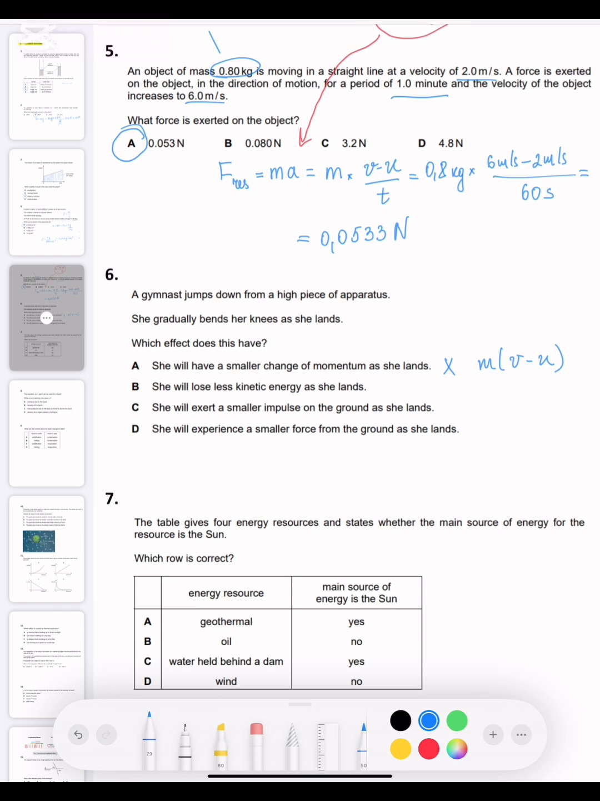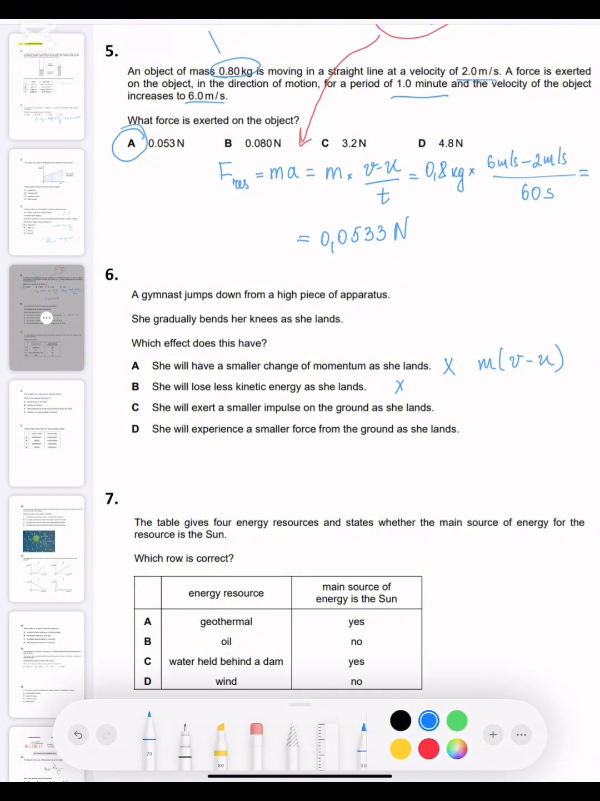Option B, she will lose less kinetic energy as she lands. It's also incorrect, because the loss of kinetic energy when she lands depends on her jump height and speed. Bending her knees doesn't affect how much kinetic energy is lost.